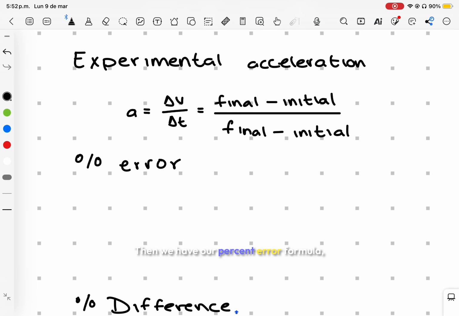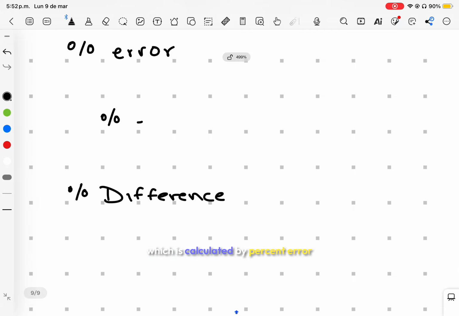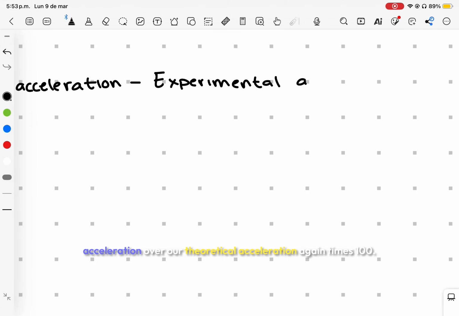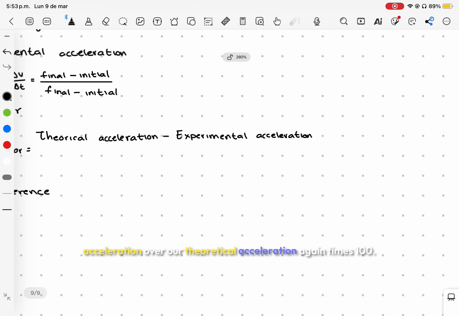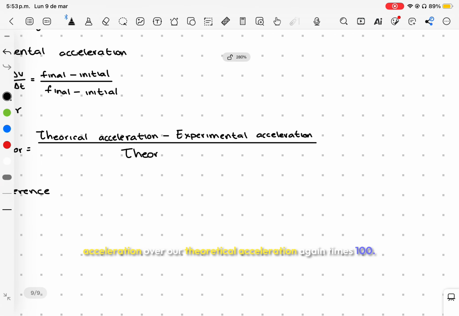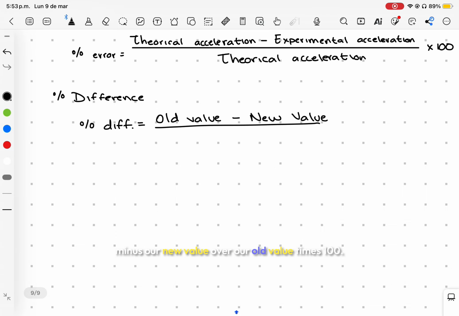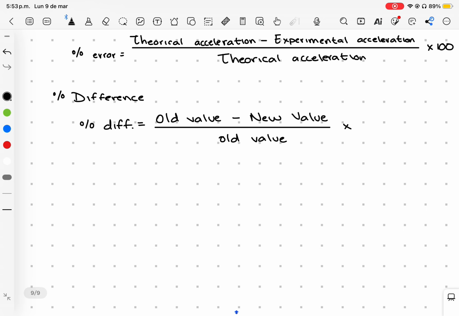Then we have our percent error formula, which is percent error equals theoretical acceleration minus our experimental acceleration, over our theoretical acceleration, times 100. Last but not least, our percent difference equation, which is percent difference equals our old value minus our new value, over our old value, times 100.